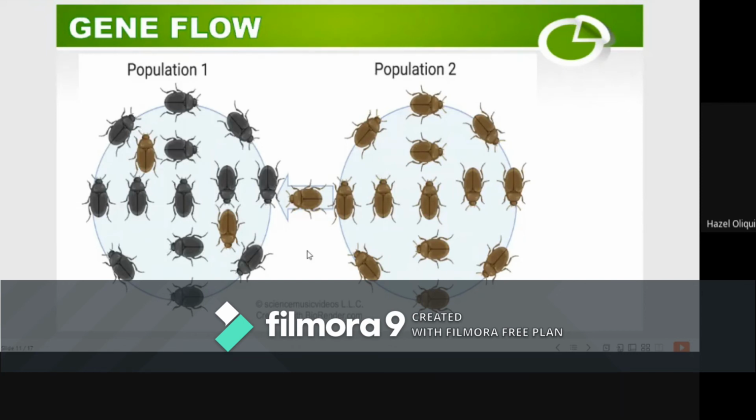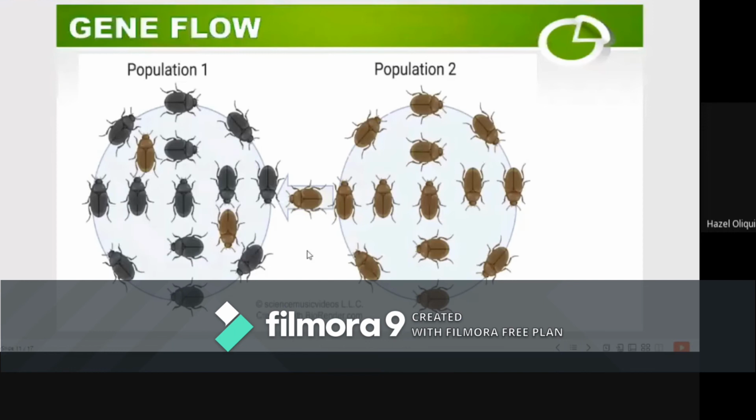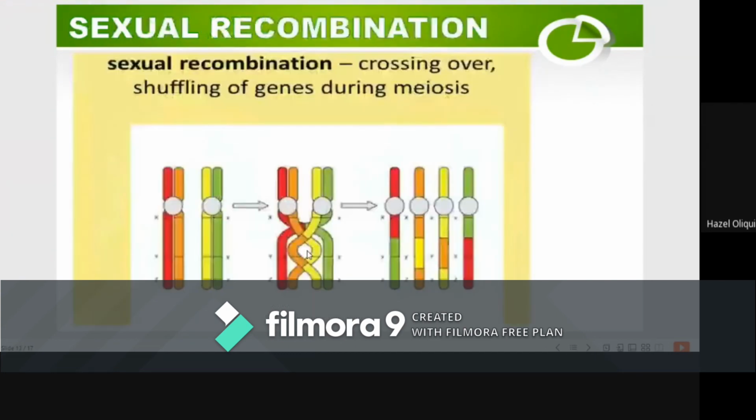Gene flow includes lots of different kinds of events, such as pollen being blown to a new destination or people moving to new cities or countries. If gene versions are carried to a population where those gene versions previously did not exist, gene flow can be a very important source of genetic variation. Then we have sexual recombination.